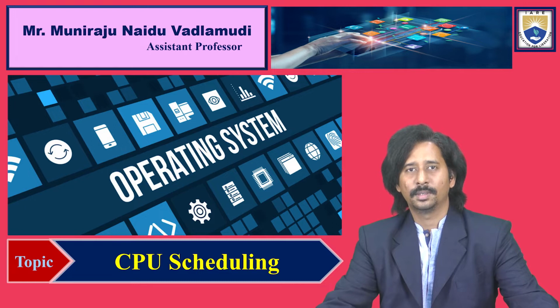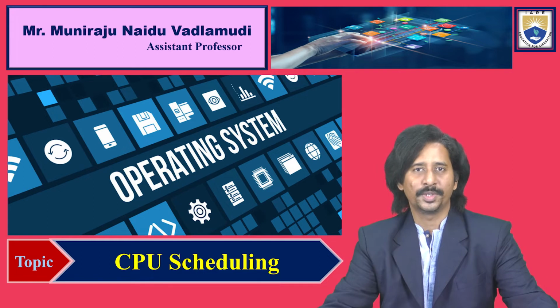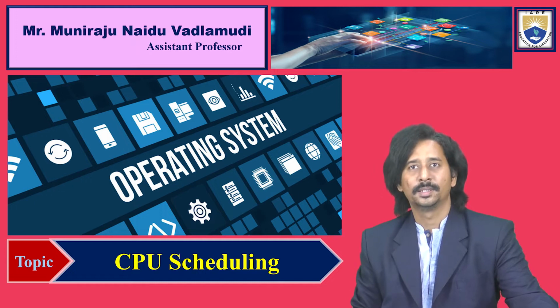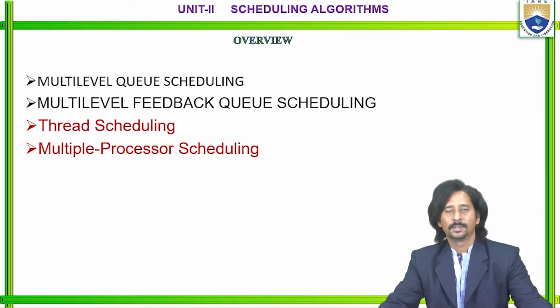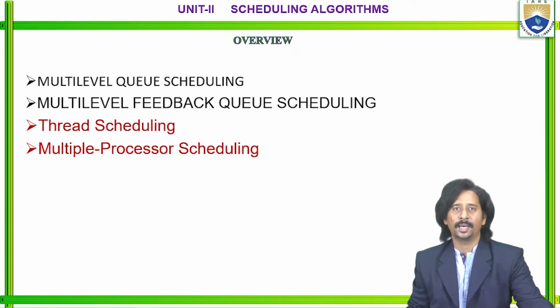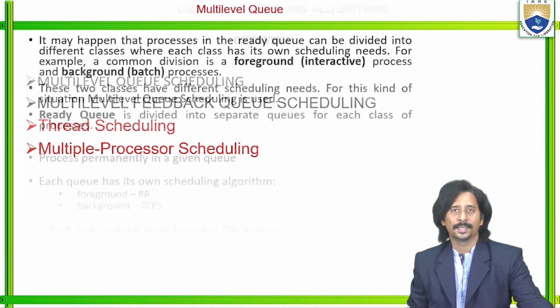So in this video, I am going to discuss some of the CPU scheduling algorithms. In the previous video we already discussed what is scheduling, scheduling criteria, and some scheduling algorithms like FCFS, SJF, priority, and round robin. So let us look into today's concepts. This is the continuation of the previous video: the scheduling algorithms like multi-level queue scheduling, multi-level feedback queue scheduling, thread scheduling, and multiple processor scheduling algorithms.